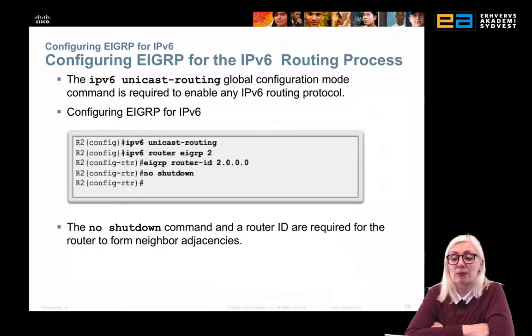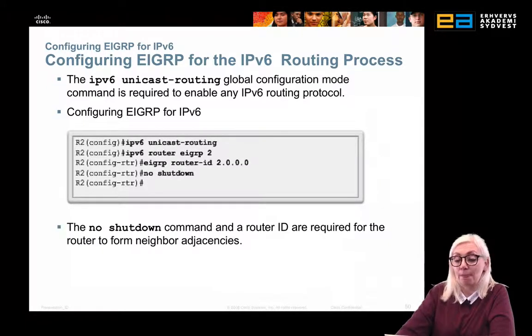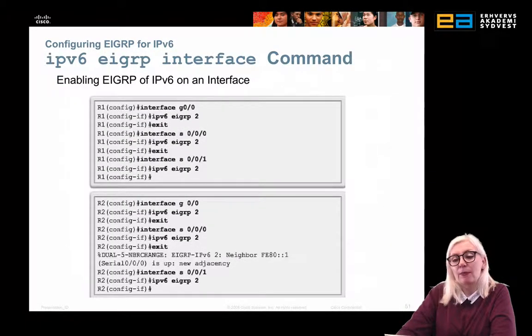Well, first of all, we need to set up that we want to use unicast routing for IPv6. We always have to do that. And then we say ipv6 router eigrp, and then again the autonomous system. It could be a number, whatever. In this case here, it's set up to be 2. And then we give it an ID. I don't think it's actually needed, but here, since it cannot calculate it by itself, it's best practice to set up a router ID. And then that's it. A no shutdown command and the router ID are required for the router to perform neighbor adjacencies. So it's needed. And then we don't do the network command, same thing as in OSPF.